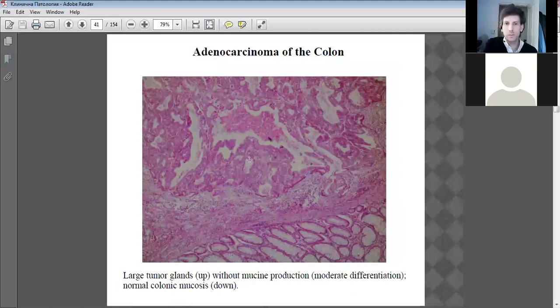Adenocarcinoma of the colon, a bit of a higher magnification. Large tumorous glands on the top, and totally without any ability to produce any secretions. There's a lot of cellular debris here, broken down cells all over, huge spaces. Examples of bleeding over here.